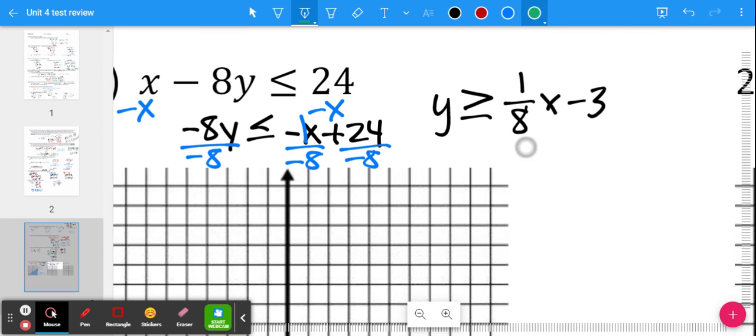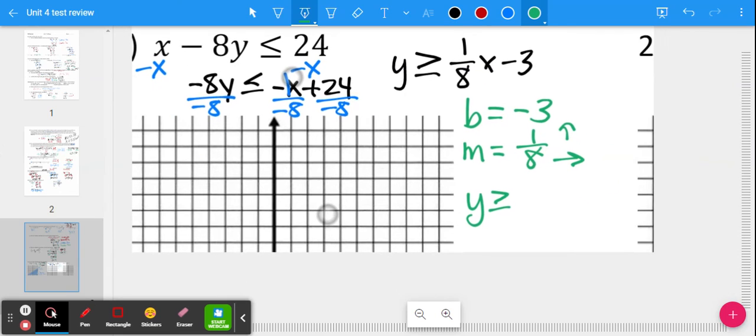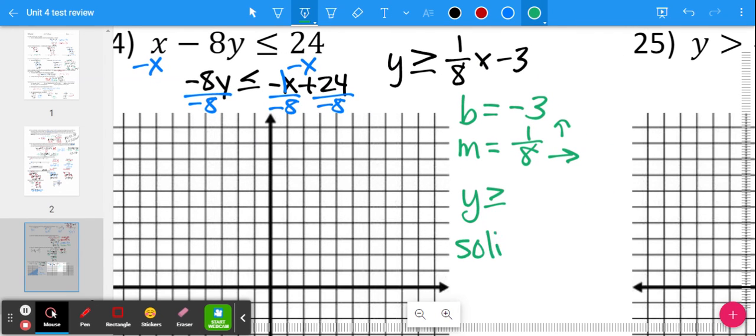So observations. We begin at our y-intercept, which is -3. From there, we move 1/8, so it's up 1 to the right 8. Because it's y is greater than or equal to, it's a solid line on your graph. That greater than tells us we're going to shade above.